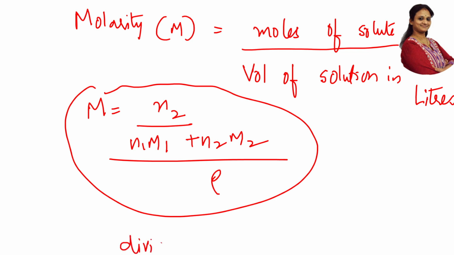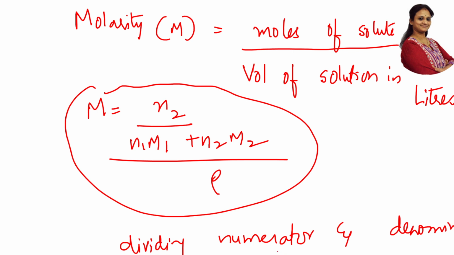I'm dividing numerator and denominator, the denominator of the RHS, by n1 plus n2. Why are we doing this? Because I can cancel the common terms. All right, let us divide that numerator and denominator by common terms. I'm taking it, capital M is equal to n2 by n1 plus n2.